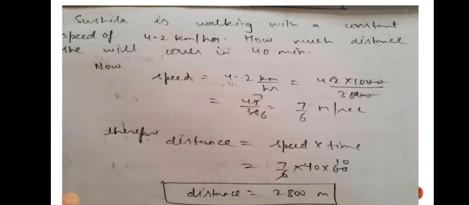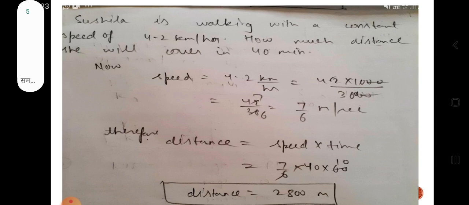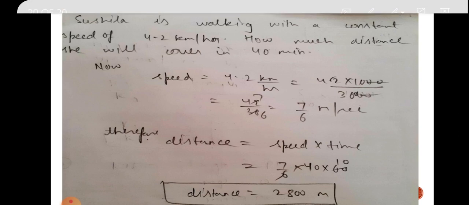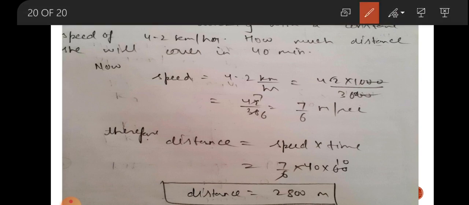Now finally, we have come towards our last numerical of this particular video. Sushila is walking with a constant speed of 4.2 km per hour. How much distance will she cover in 40 minutes? So you have been given a speed. Speed is in kilometer per hour, so we have to convert it into meter per second. Kilometer means 1000 meter and hour means 3600 seconds. So putting and solving, you get 7 by 6 meter per second.